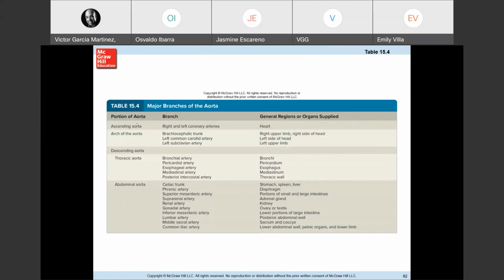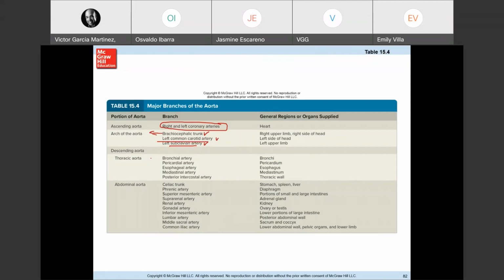Then you have branches of the aorta, right and left coronary arteries. Remember, these are for the heart. Then you have the arch of the aorta. You have the brachiocephalic trunk. This is for the right side. Left common carotid, and the left subclavian artery. The subclavian artery on the left and the subclavian artery from the brachiocephalic trunk, both of them are for the upper limbs.